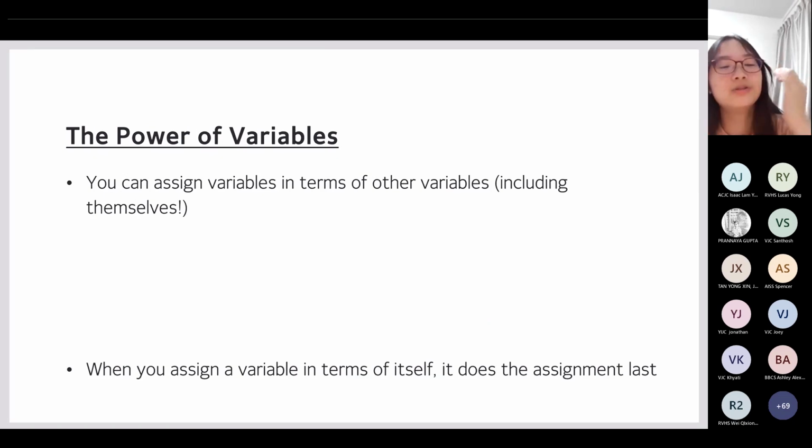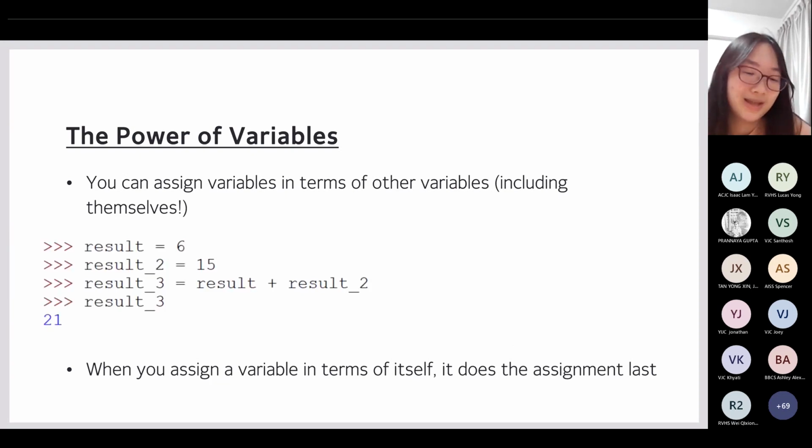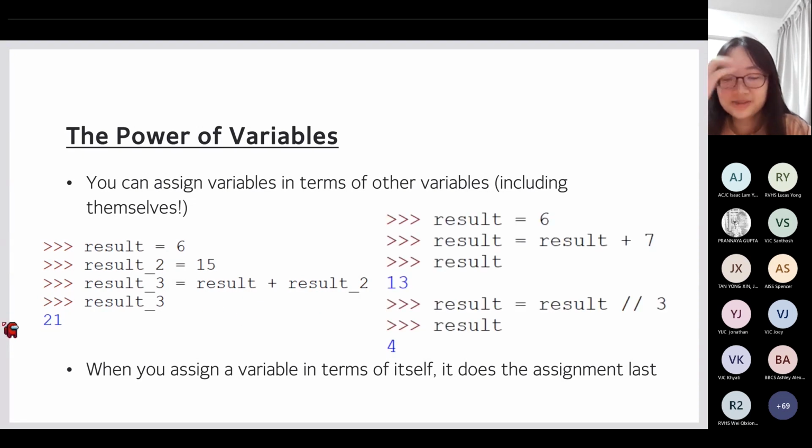Variables are extremely powerful, and you can assign variables in terms of other variables, including themselves. So as you can see here, we have 3 variables. Result is 6, result 2 is 15. And result 3, we can assign it to result plus result 2. And it actually does the addition operation. 6 plus 15 will give you 21.